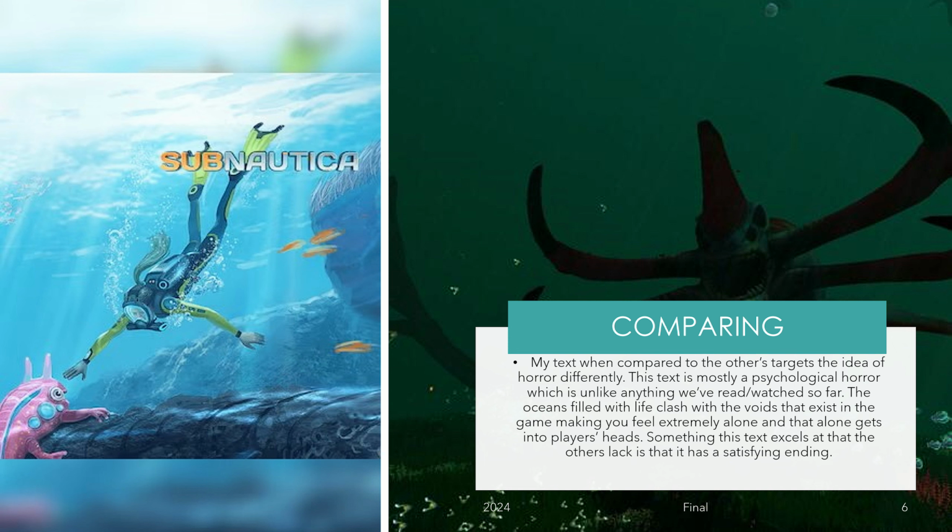Comparing the text to the other texts that we've read so far, my text targets the idea of horror differently. Most games and texts that we've talked about, in the movies for example, have either had a comedic aspect to it, or they've been strictly horror, or in the case of that one vampire book we read, it would be more just a regular book with aspects of horror in it, such as vampires. Vampires are horror. So this, on the other hand, is a psychological horror game.